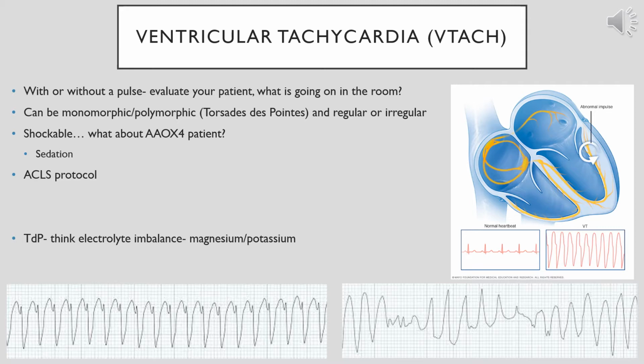If you have a patient that is awake, alert, and oriented, but has a true VTAC that is sustained, intervention needs to happen immediately. And the possibility of sedation may be necessary. That's going to be up to the prescriber and whoever is leading the code, because this is an ACLS code type situation. You can have monomorphic VTAC, which is seen here.